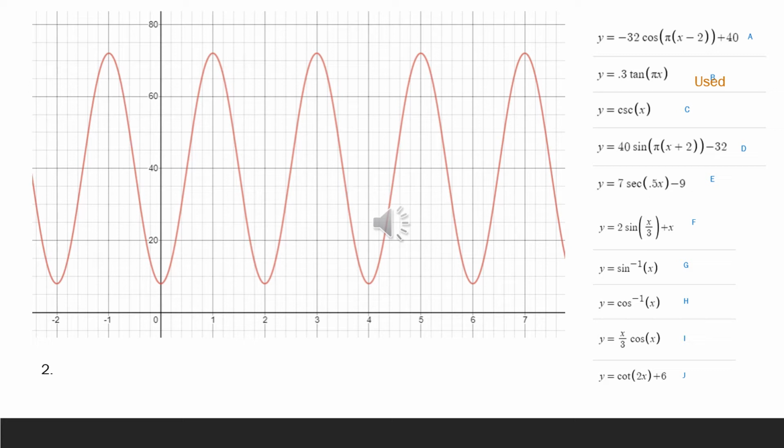I'm multiplying cosine by negative 32, giving me an amplitude of 32, and the negative flips the graph vertically. Notice the frequency is pi, so I'm actually getting a little more than 3 waves per 2 pi from 0 to 6. Notice I'm getting about 3 waves. And my line of equilibrium is 40.